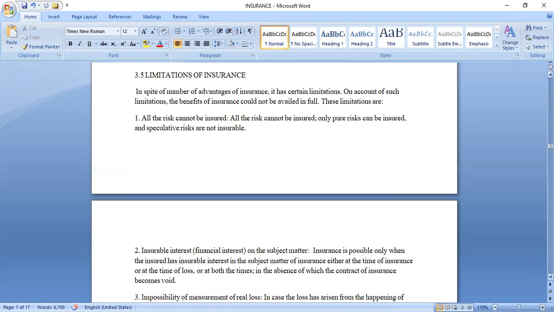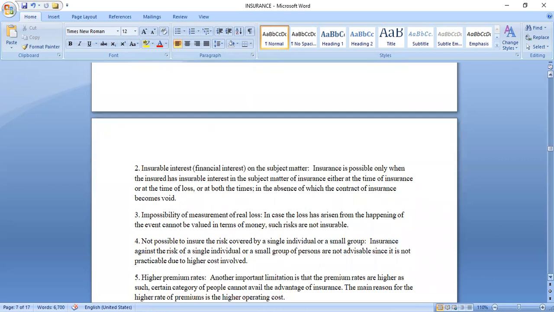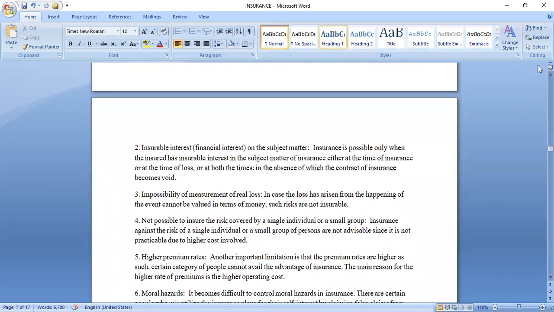Number two, the second limitation is the insurable interest. We shall be looking at the meaning of the insurable interest when we come to the principles of insurance. But briefly, insurable interest means, I wouldn't want to use the same word.